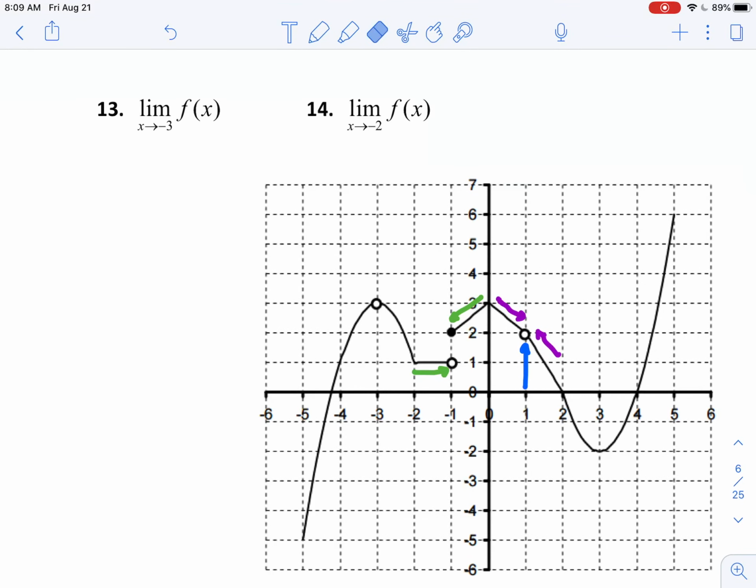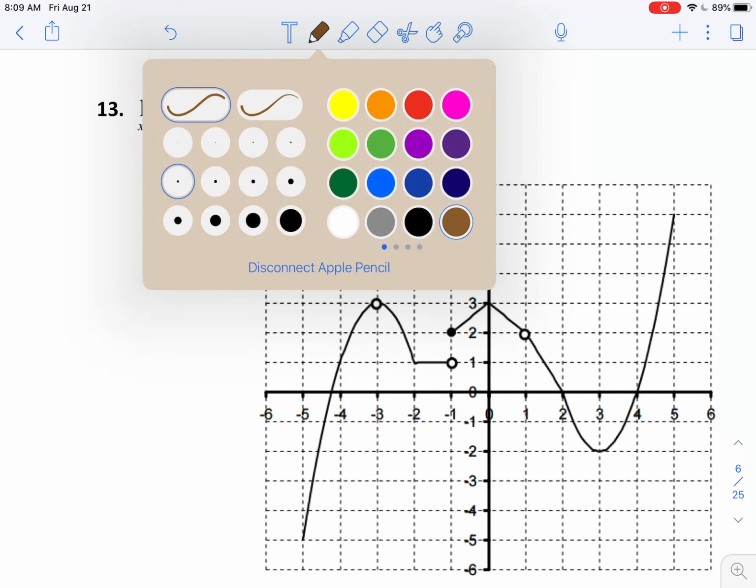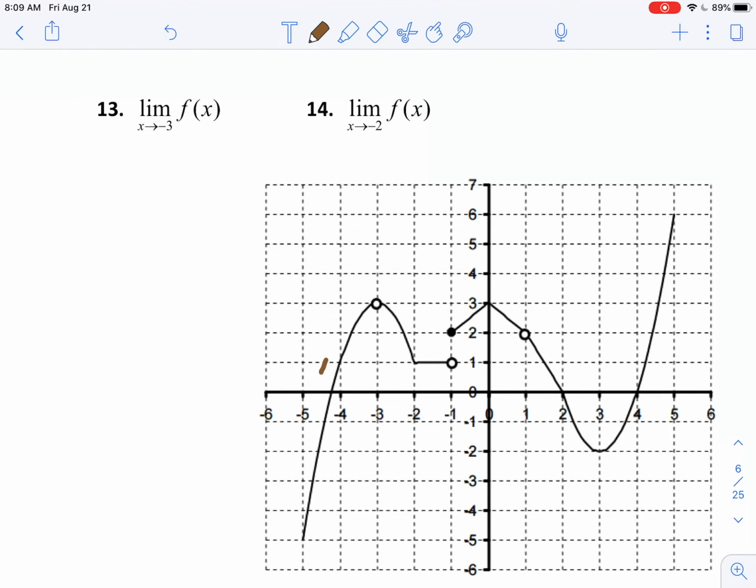A couple more here. I'm gonna clean up my picture a little bit. The limit as x approaches -3. Okay, over here at -3. As I'm approaching -3, from the left-hand side, I approach a y value of 3, as do I from the right-hand side. So I would say that even though f of -3 does not exist, the limit does, and that limit is 3.